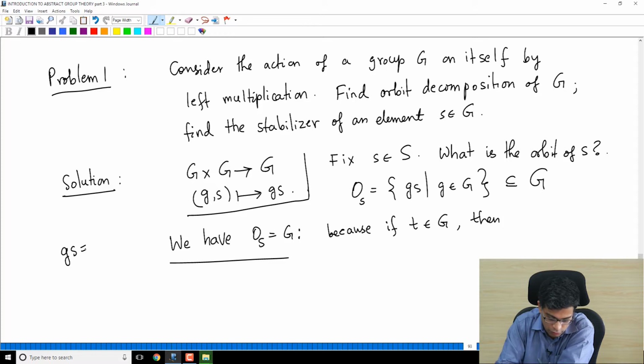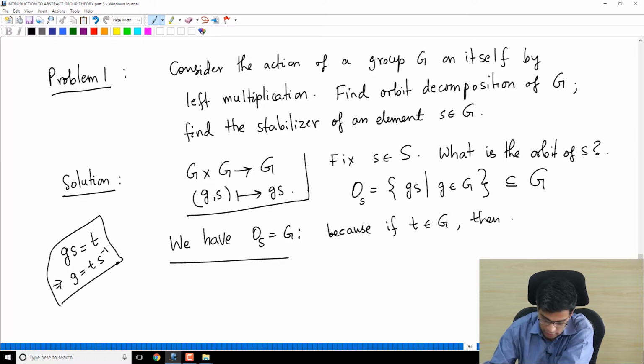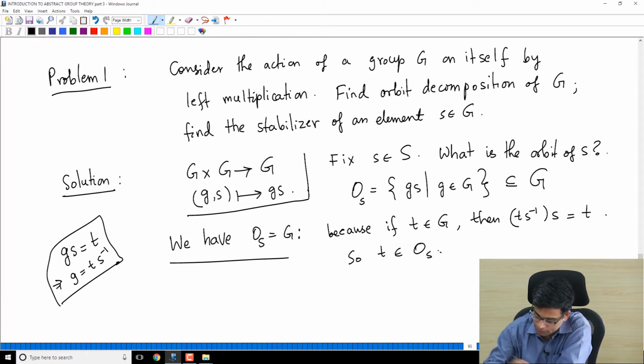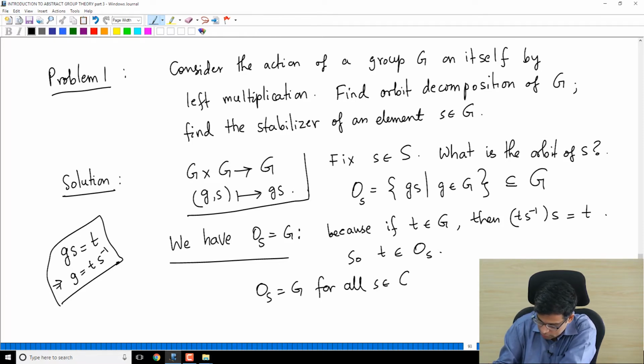So how do we check this? We want GS to be T, right? If T is in G, I want to show that T is in OS, but OS consists of elements GS. So GS must be equal to T for some G. So I want to solve for G. So G would be T S inverse. So we take T S inverse times S is T. So that means T is in OS. So the orbit is G, and this is, remember, for all S in G.